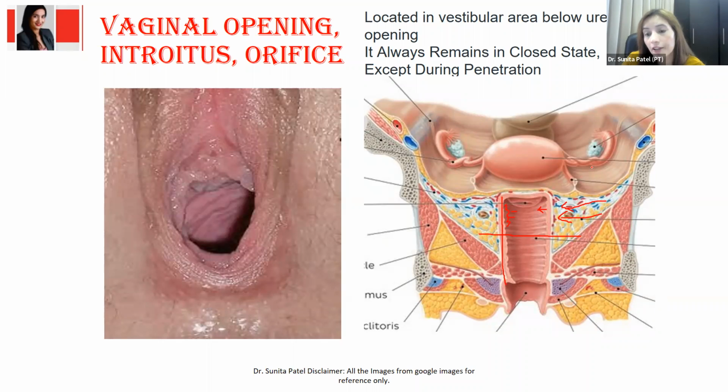So we don't want that. That's why our vagina has a very healthy structure, and even our cervix is healthier than that. It has a different pH level, which is very acidic. 2 to 3 is the pH level of the cervix. So in that environment, no bacteria can survive.